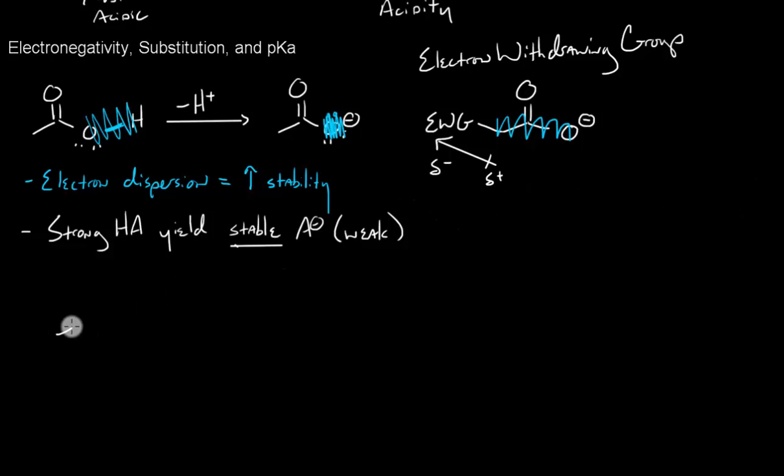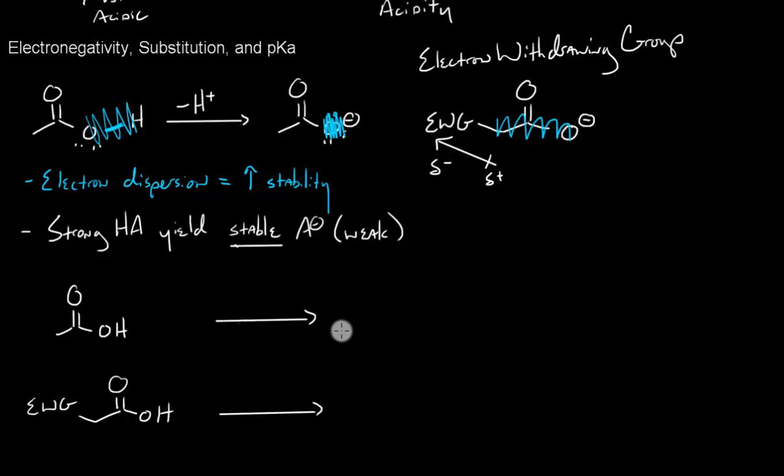Okay, so if we wanted to compare and contrast these two molecules up here as they're in their acid forms, let's say we have this molecule right here, and then we'll compare and contrast it to this one with an EWG attached to the molecule. So we can say that if we lost a hydrogen from both of these, we would have the conjugate base forms.